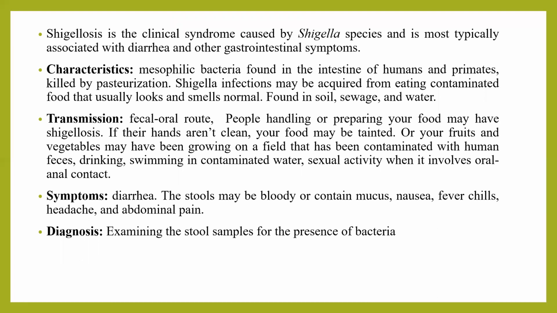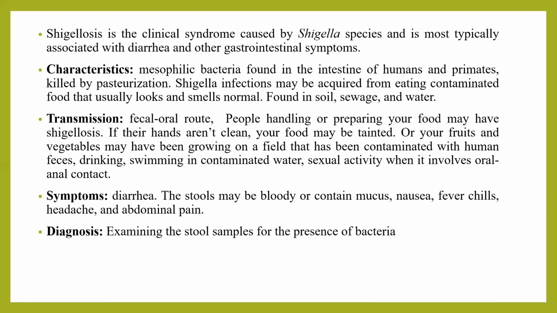Shigellosis is the clinical syndrome that is caused by Shigella species and is most typically associated with diarrhea and gastrointestinal symptoms, which cause disturbances in the gastrointestinal tract. This bacterium is mesophilic and is found in the intestines of humans and primates. It is easily killed by the low temperatures which are used in pasteurization, such as 72 degrees centigrade. Shigella infections may be acquired from eating contaminated food that usually looks and smells normal. This organism is found in soil, sewage, and water.